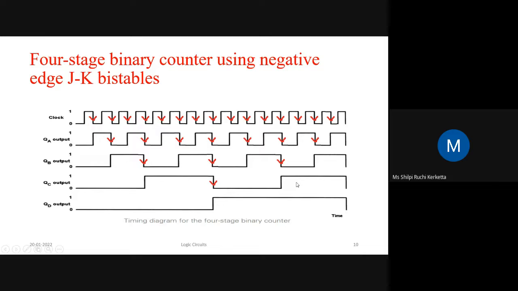Any doubt in this? Ma'am, waveform. Why should the J and K values be 1?